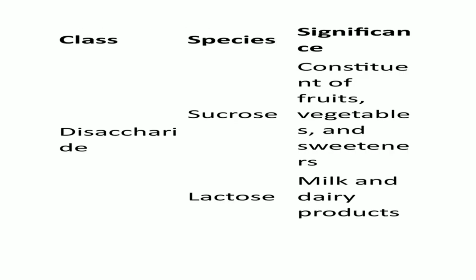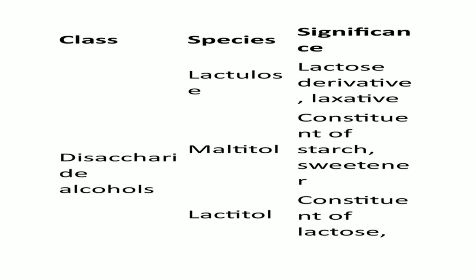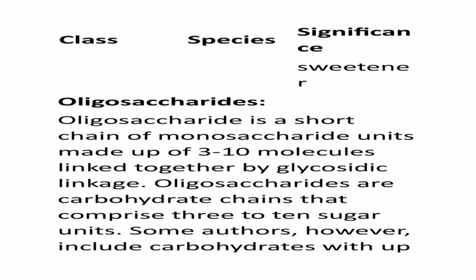Class, species, significance. Disaccharide: Sucrose. Constituent of fruits, vegetables, and sweeteners. Lactose. Milk and dairy products. Maltose, isomaltose. Constituent of starch. Trehalose. Food additive and constituent of mushrooms. Lactulose. Lactose derivative, laxative. Disaccharide alcohols: Maltitol. Constituent of starch, sweetener. Lactitol. Constituent of lactose, sweetener.